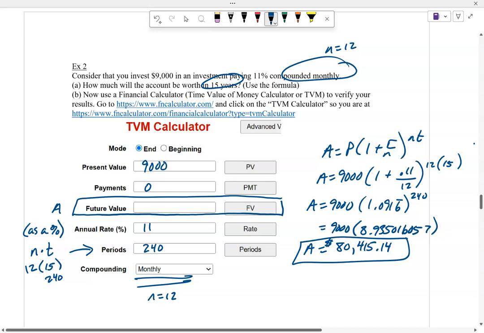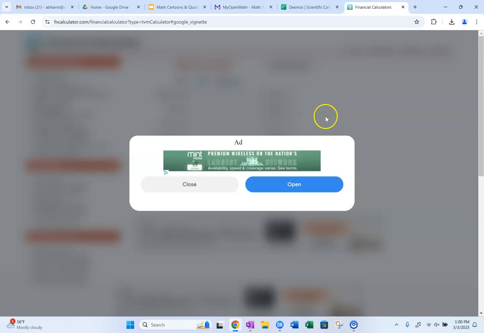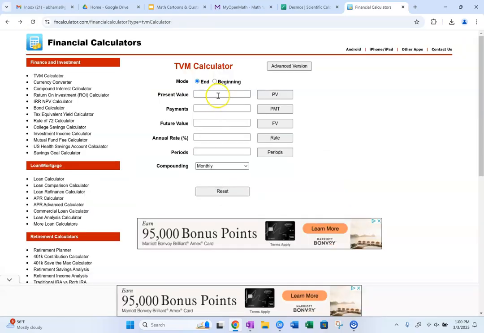I'll click on the future value. Oops, no ads. $9,000. I'm not putting anything in. I'm going to click future value at the very end. Right now, I'm at 11%. N times T, 12 times 15, 12 compoundings per year for 15 years, is 240. I've got to make sure that that's monthly right there. Now let me click future value. How much do I have to take out?